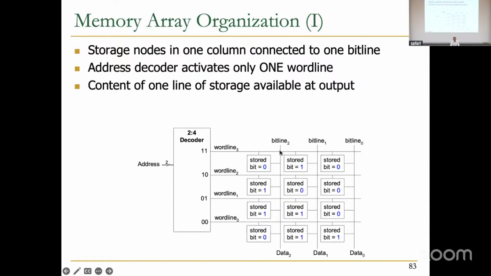This is also going to be interesting because this is how we're going to build DRAM and SRAM cells. This is the address decoder that you have. It's a 2 to the 4 decoder. Again, a simple memory over here. Storage nodes in one column are connected to one bit line. You can think of it that way.